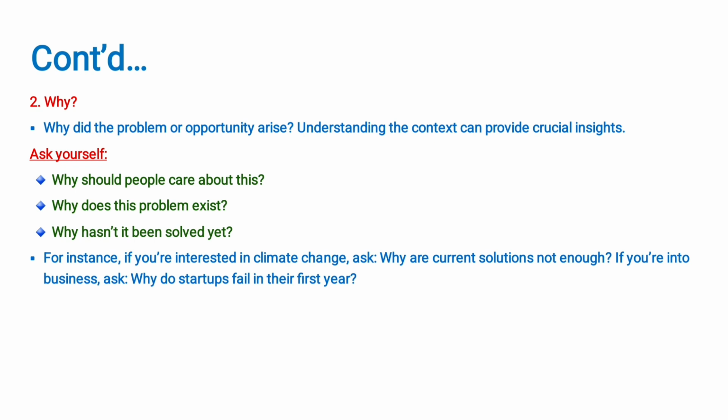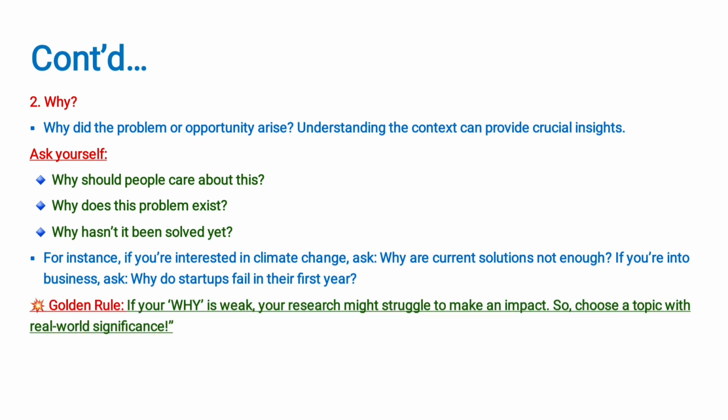For instance, if you are interested in climate change, ask why are current solutions not enough? Or if you are into business, ask why do startups fail in their first year? Here, the golden rule is, if your why is weak, your research might struggle to make an impact. So, choose a topic with real-world significance. Now that we know the what and why, let us figure out how to make it happen.